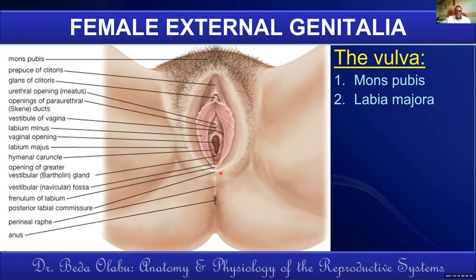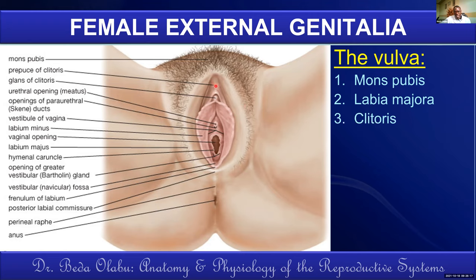The two labia majora meet posteriorly at that point, which we call the posterior labial commissure. Just like the way the scrotum has something in it that connects it to the abdomen, and that is the spermatic cord. In females, there's a ligament that is synonymous to the spermatic cord. We call it the round ligament of the uterus. This round ligament of the uterus attaches the labia majora to the uterus. And it also passes through the inguinal canal.